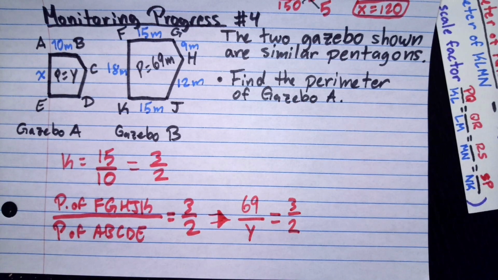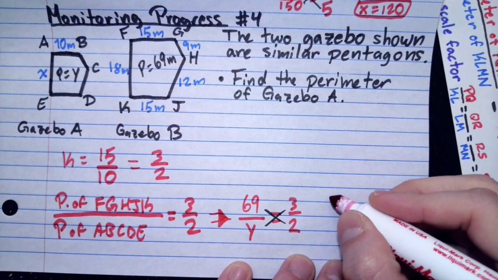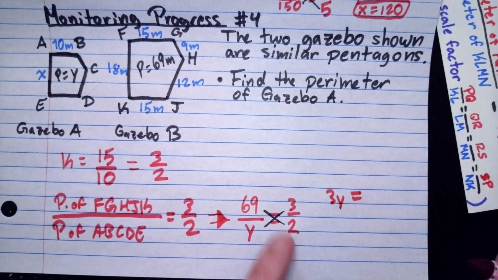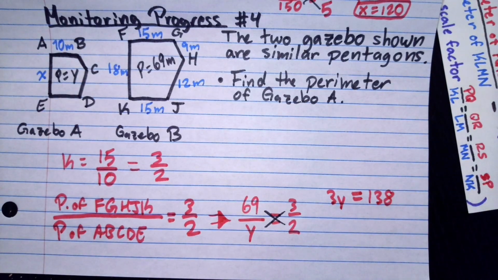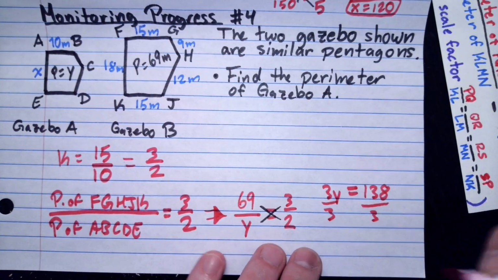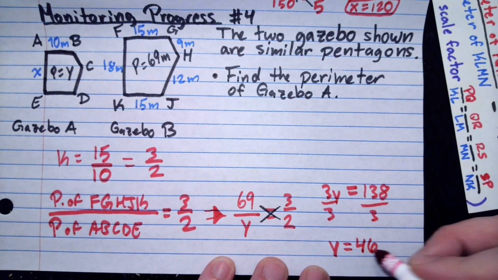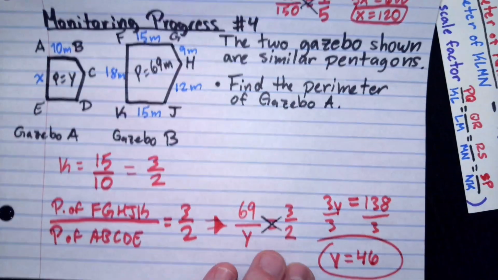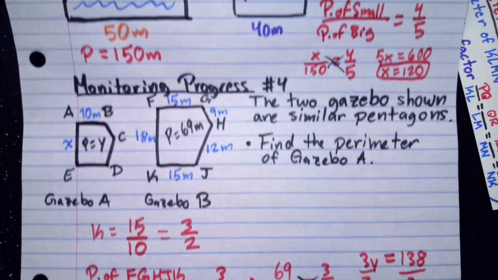And so once again, we're going to handle this doing cross multiplication. We're going to multiply like this, like in an x. And so we have that 3 times y is just going to be 3y, which is equal to 69 times 2, which is actually 138. And if I divide by 3 on each side here, I'm going to get that y is actually equal to 46. So we can say that the perimeter of the small gazebo is 46 meters.